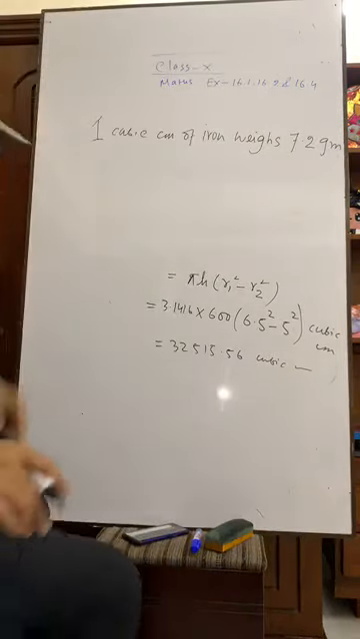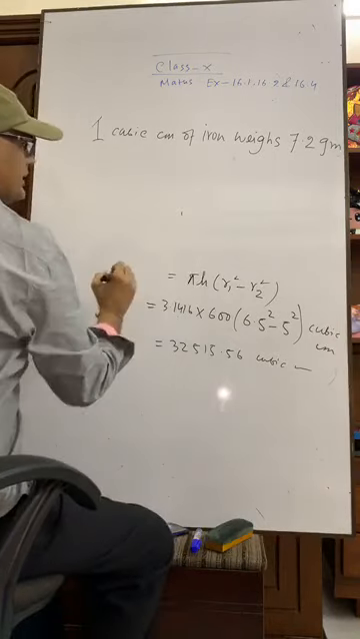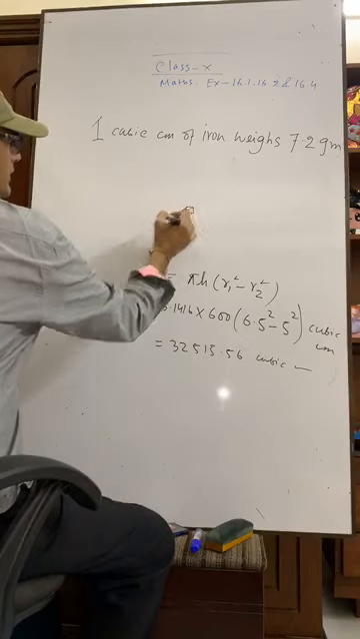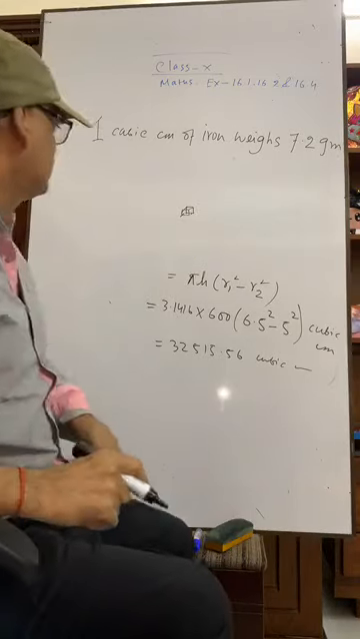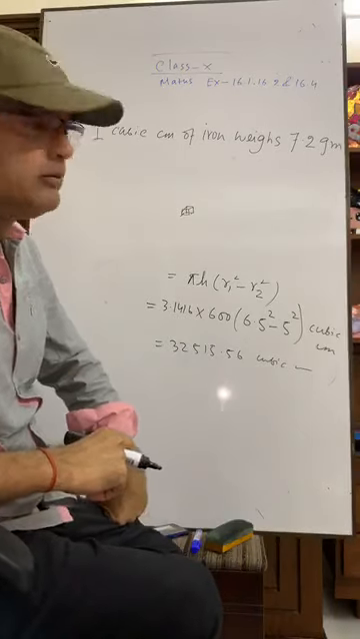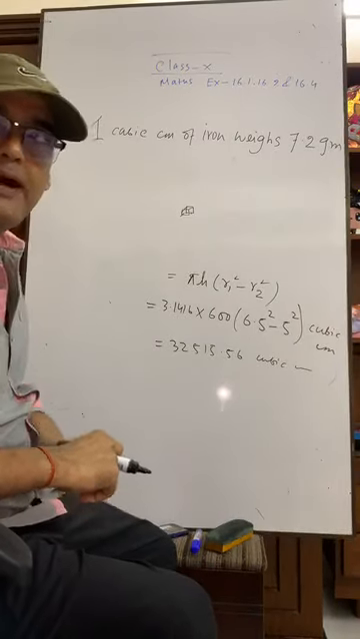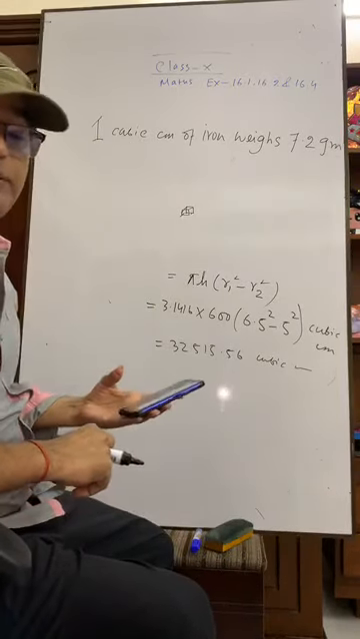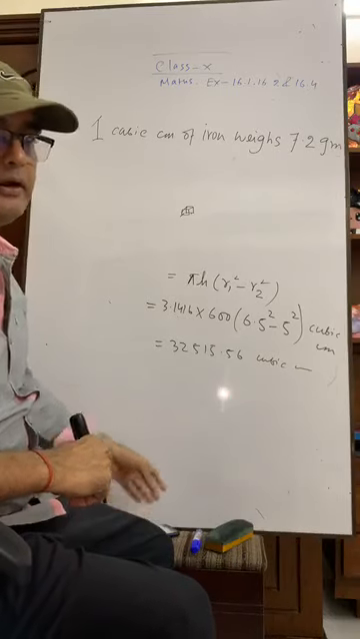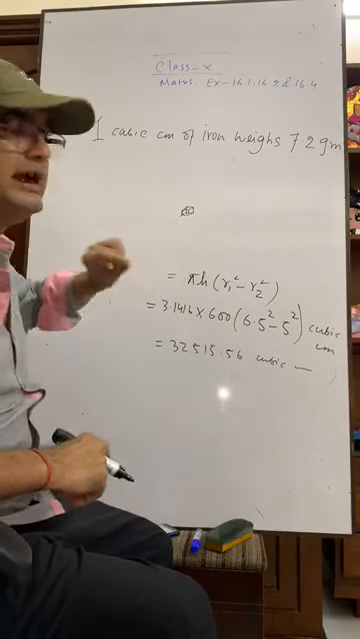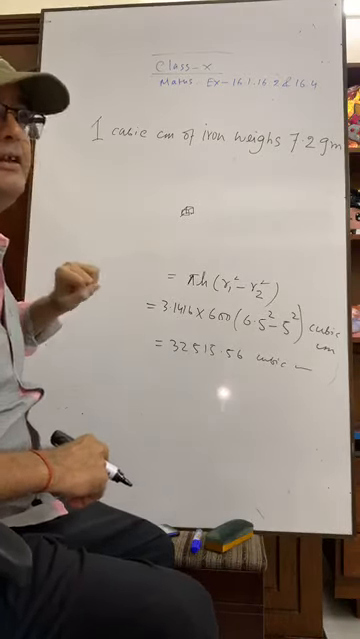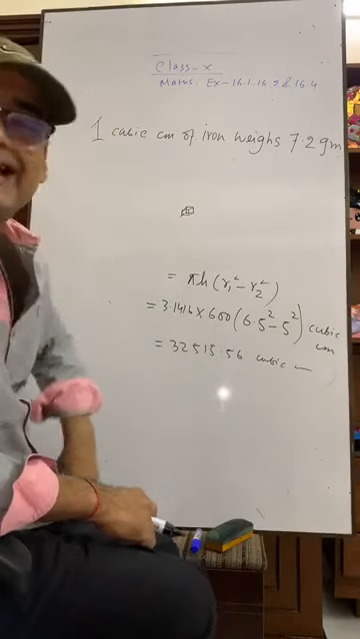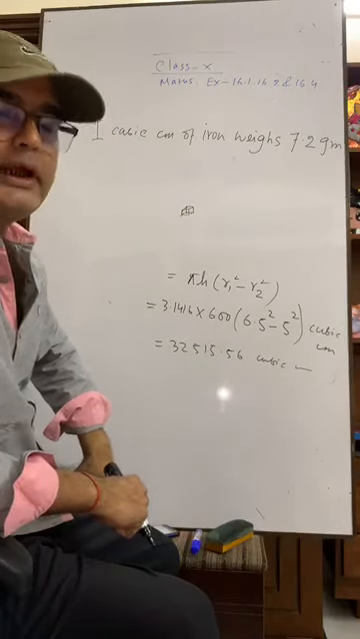It means 1 cubic centimeter means this is 1 centimeter, suppose. So we can draw a cube like this. Here the water contains 1 gram. But if iron is kept here, then its weight will be 7.2 gram. Again, if gold is kept here, then its weight will be 19.3 gram. You understand?